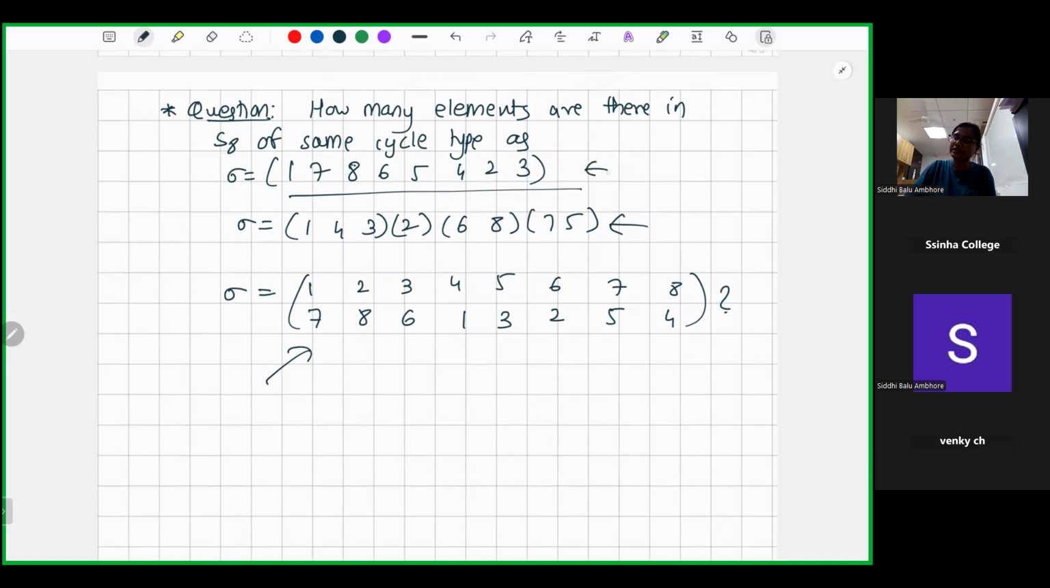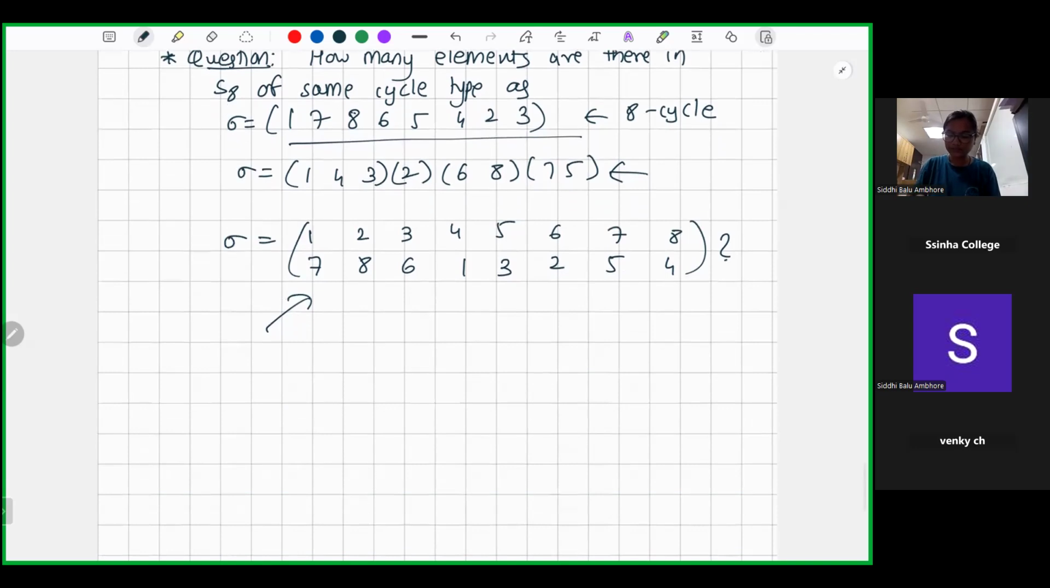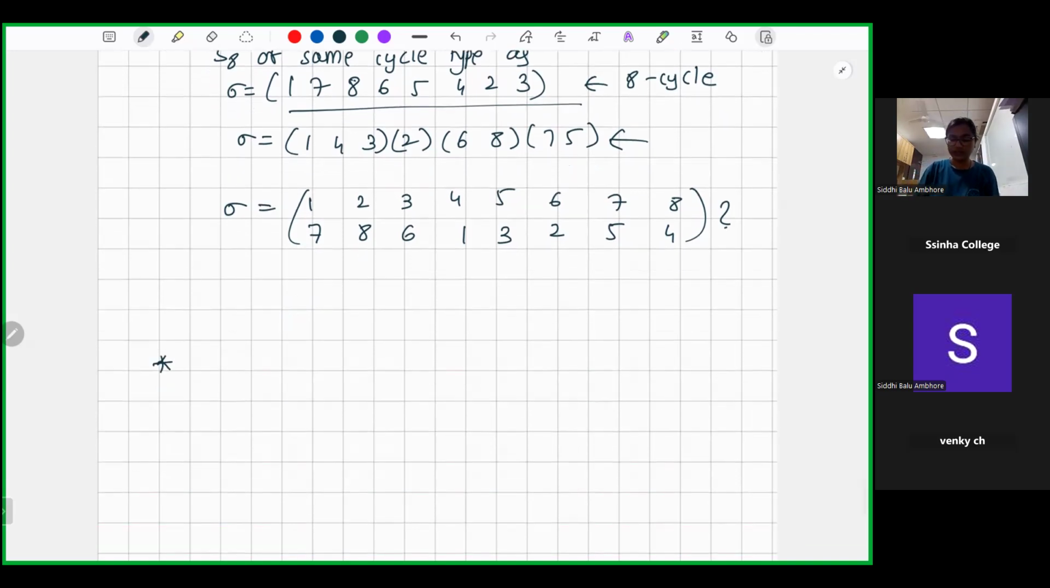Understand, this is an 8-cycle. That is a cycle form in itself, and this is disjoint cycle form, and this is two-row cycle form. I mean, you need to know how to express a given cycle in any of these forms, and how to obtain the other form from the given form, and so on. If you don't know, please practice it. And now the next question.